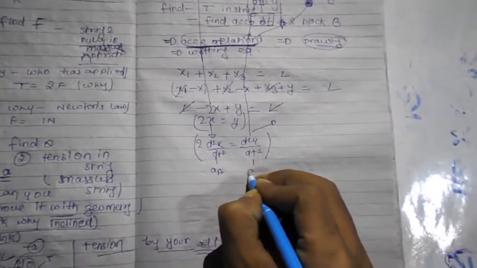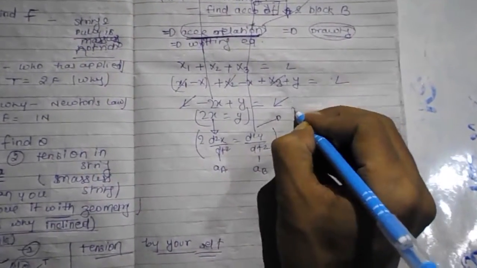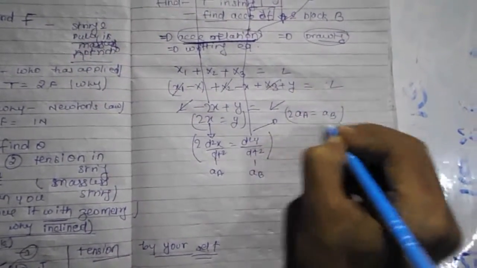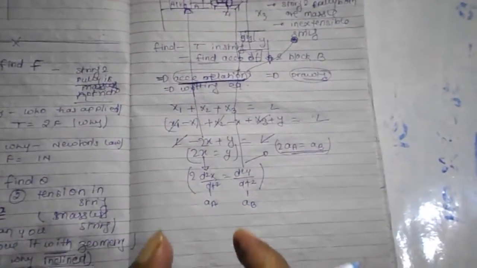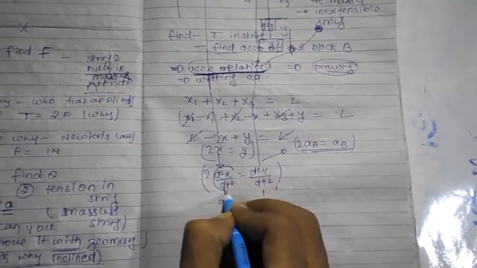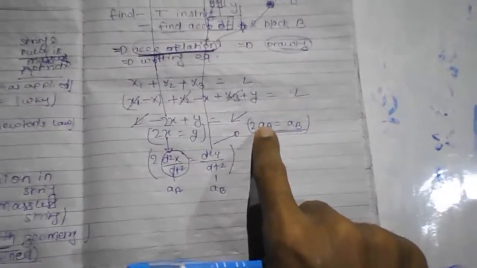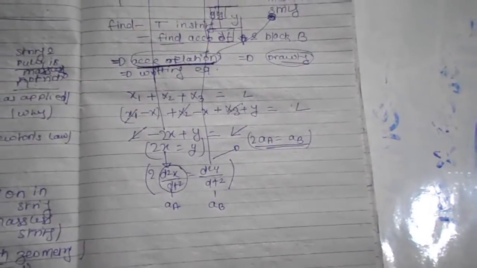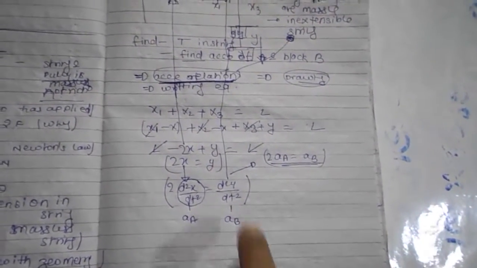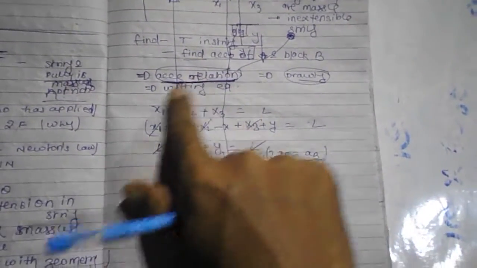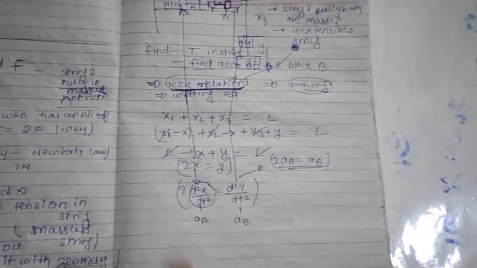So should I write acceleration of B? If you see carefully, 2 times acceleration of A is equal to acceleration of B. I'm just writing it down to draw your concentration on this. What does it mean? Who had traveled x? A had traveled. Who had traveled y? B had traveled. So 2 times acceleration of A is equal to acceleration of B. Okay guys, now I have written down the equations.